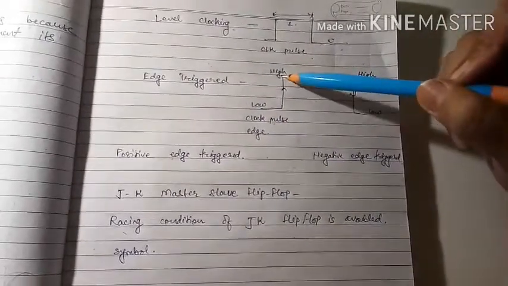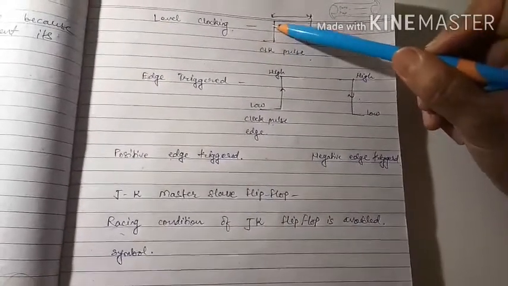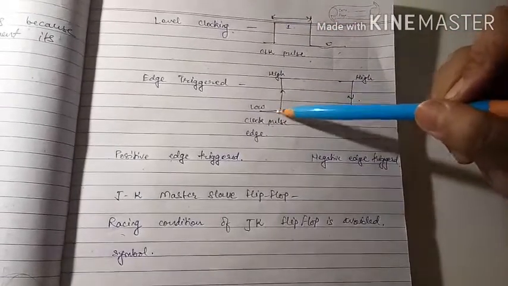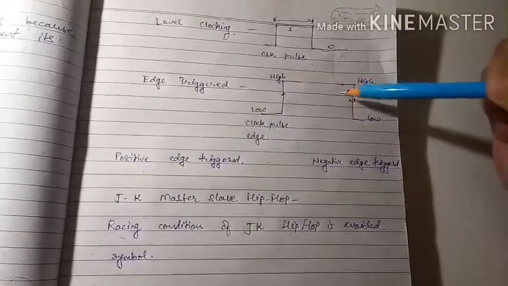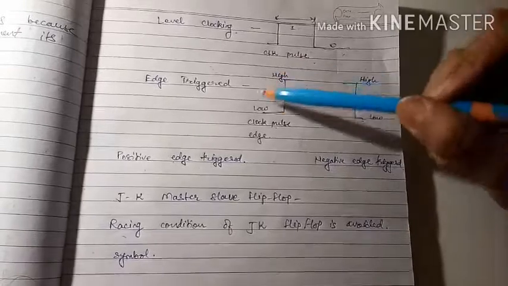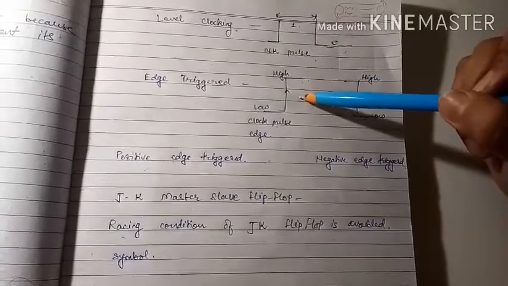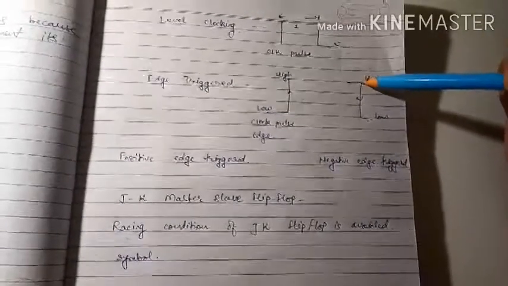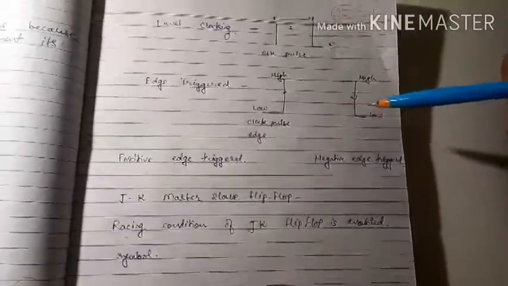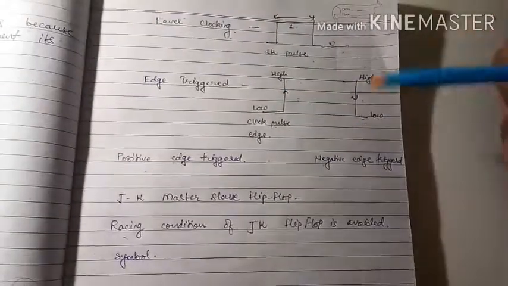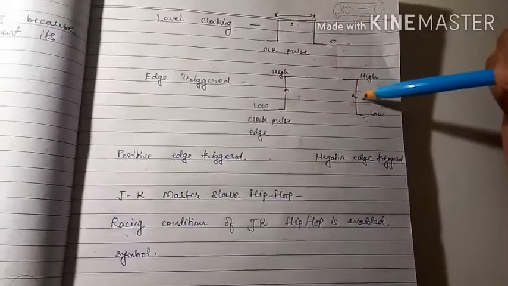Edge trigger means this is the edge of the clock pulse. This is the edge of the clock pulse. Either the positive edge is going from low to high, and the negative edge means going from high to low. This is positive transition, this is negative transition. When the transition occurs from low to high, it is known as positive edge triggered. When the transition occurs from high level to low level, it is known as negative edge triggered. So now we can see this edge triggering can be very important in flip-flop circuits.